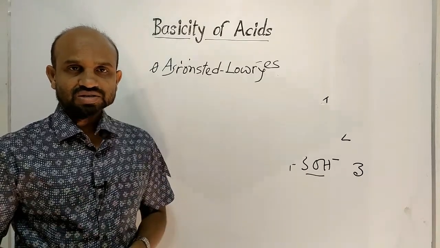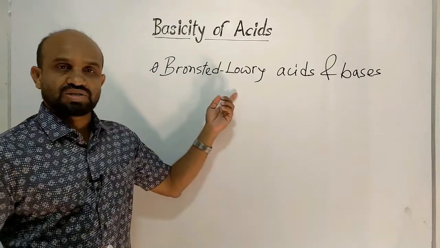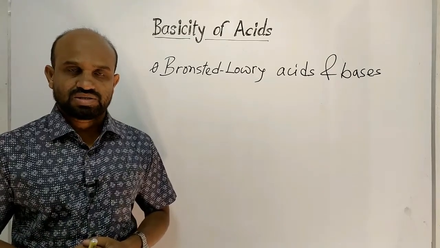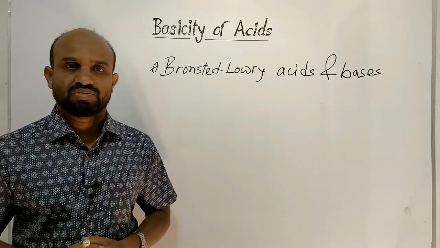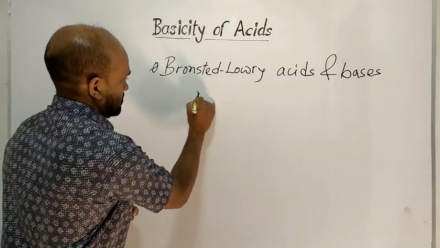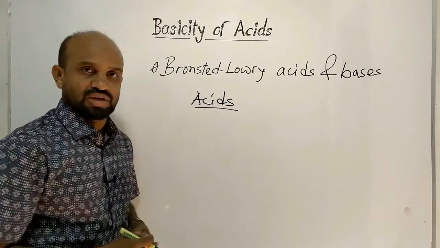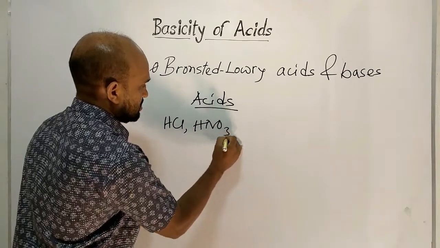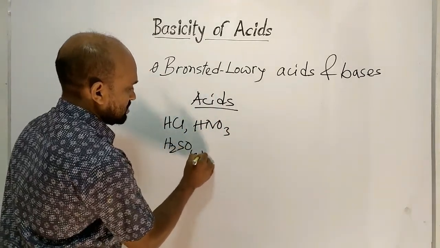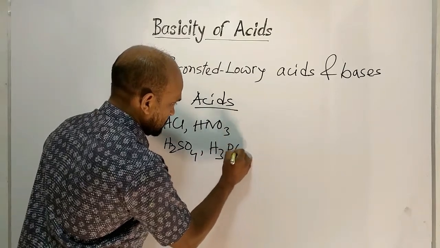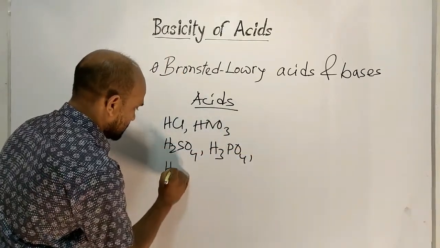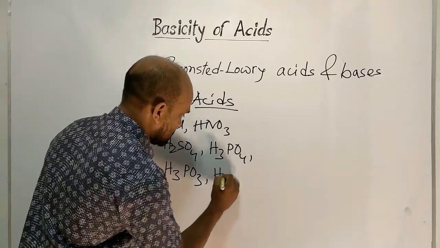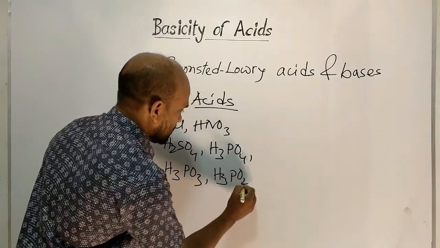Let's see the next point. Now the point is Bronsted-Lowry acids and bases. Let's see which compounds are Bronsted-Lowry acids and which are Bronsted-Lowry bases. Bronsted-Lowry acids are hydrochloric acid, nitric acid, sulfuric acid, phosphoric acid H3PO4, phosphorus acid H3PO3, hypophosphorous acid H3PO2, etc.